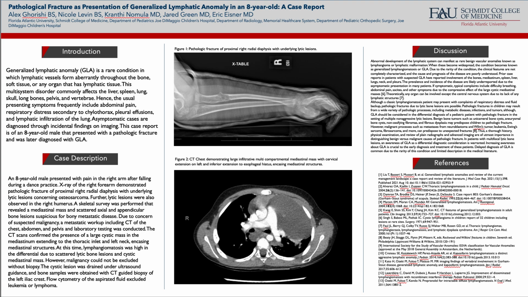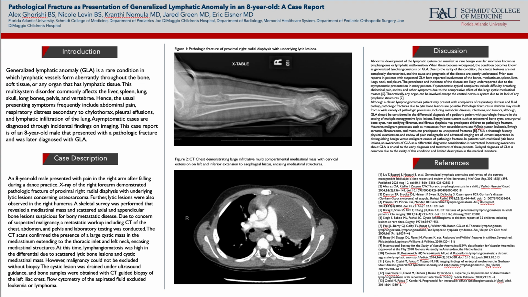Abnormal development of the lymphatic system can manifest as rare benign vascular anomalies known as lymphangioma or lymphatic malformation. When these become widespread, the condition becomes known as generalized lymphangiomatosis or GLA. Due to the rarity of the condition, the clinical features are not completely characterized, and the cause and prognosis of the disease are poorly understood.